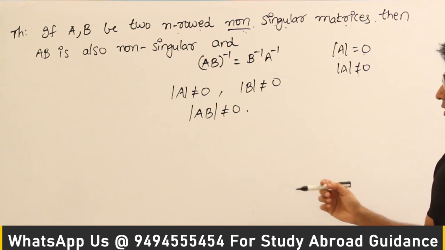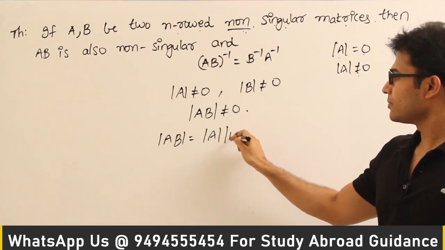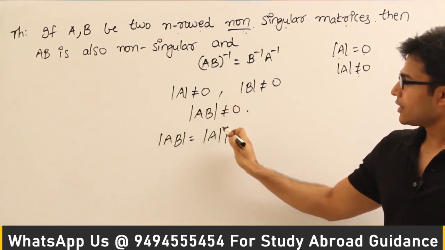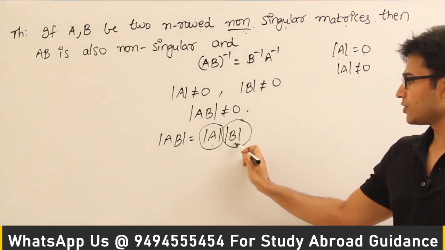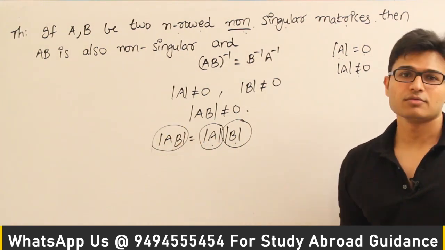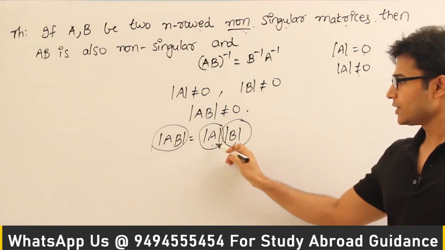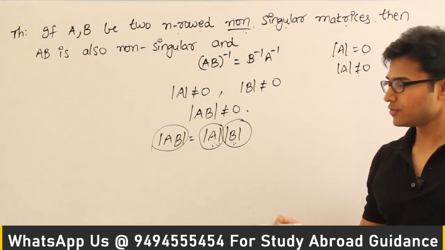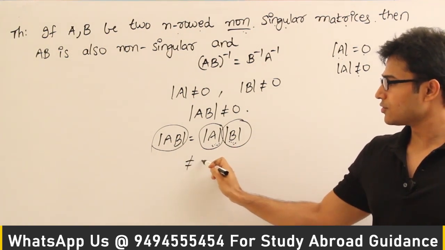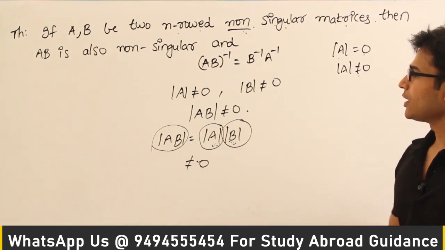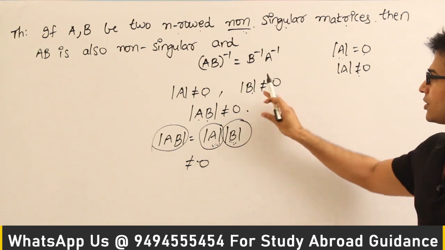How can we prove it? Now we know that det AB equal to det A into det B, and we have already shown that det A is not equal to 0 and det B is not equal to 0. Since this is not equal to 0 and this is not equal to 0, there is no way that this can be 0, isn't it? If the product of two numbers has to be 0, then definitely one of them or both of them have to be 0. So already it is known that these two are not zeros. Therefore there is no way this is 0. Therefore it is not equal to 0. So we have shown that if these two are non-singular matrices, then the product is also a non-singular matrix.